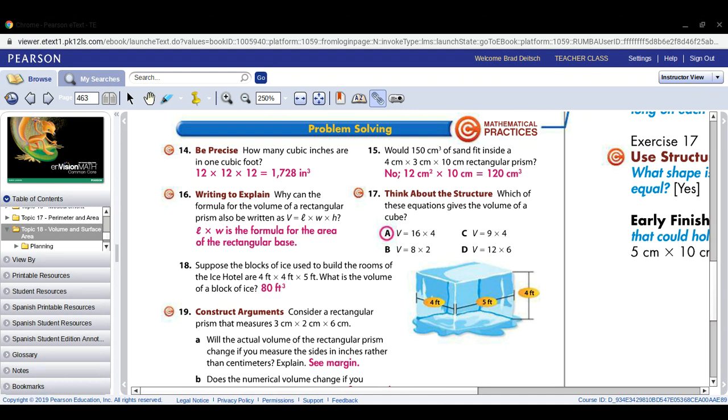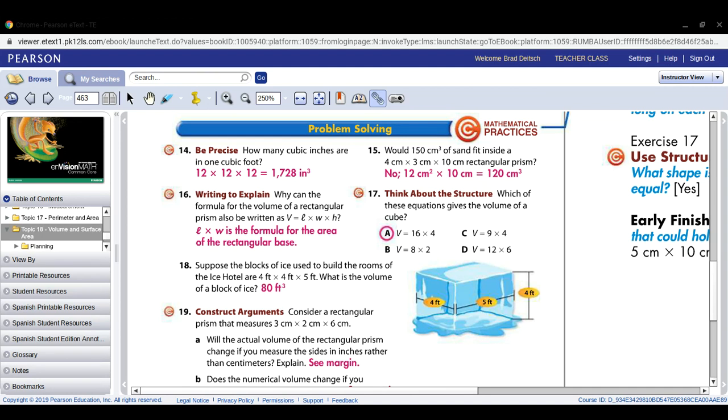All right, number 15 is you just multiply. So 4 times 3 is 12. 12 times 10 is 120. So 120 cubic centimeters. It's asking, is that enough? The answer is no, because we need 150 cubic centimeters of sand, and we only have 120 cubic centimeters.